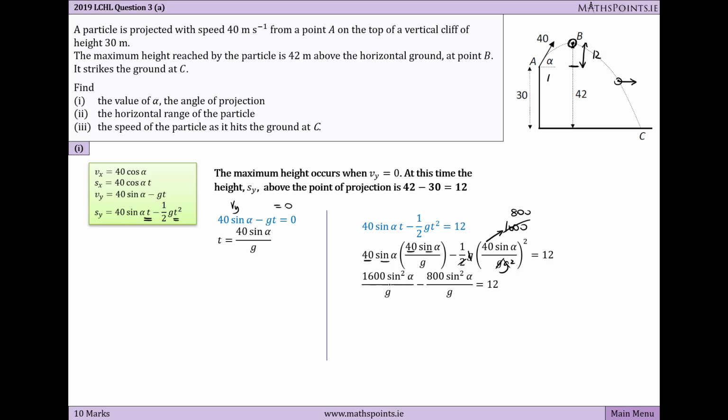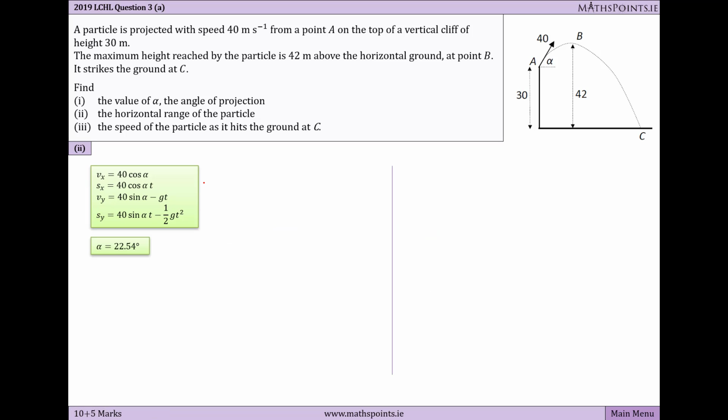And so we have 1600 sine squared alpha over g minus 800 sine squared alpha over g is equal to 12. I'm going to multiply across by g, and then subtract the 800 sine squared alpha from the 1600 sine squared alpha to give me 800 sine squared alpha is equal to 12g. I'll divide both sides by 800 to give me sine squared alpha is 12g over 800. I'll get the square root of both sides to give me that sine alpha is equal to 0.3834. And then to find the angle alpha, I do the sine inverse of 0.3834, and the angle is 22.54 degrees.